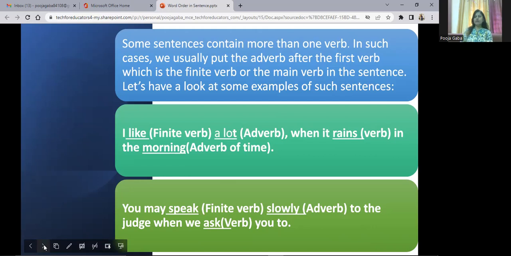Now see another one. You may speak slowly to the judge when he asks you to. Speak is the finite verb here and slowly is the adverb. So this adverb will come after the finite verb, that is speak. To the judge when he asks is another verb here which has come later, but the main verb here is speak. So the adverb will come after the main verb, that is speak. You may speak slowly.